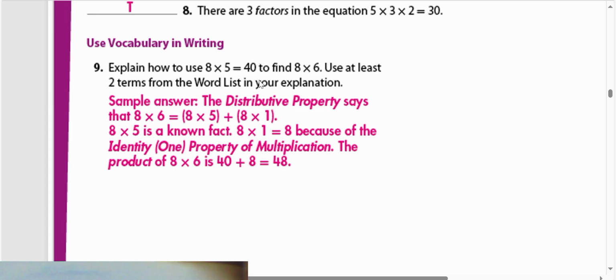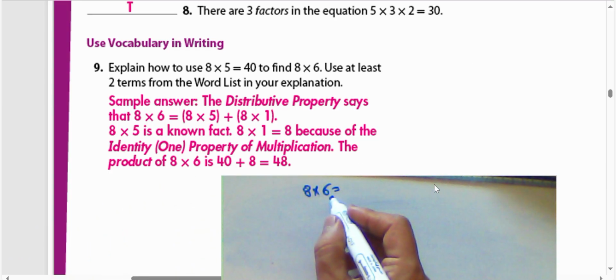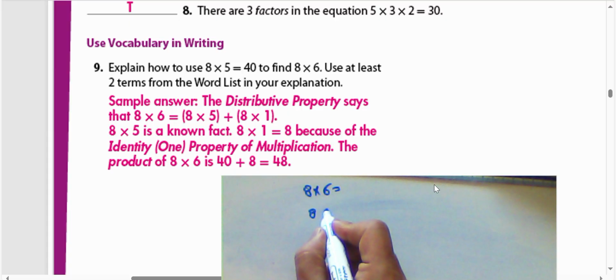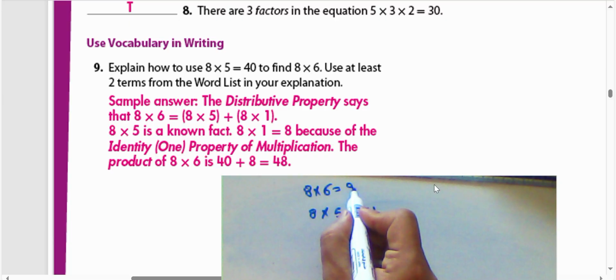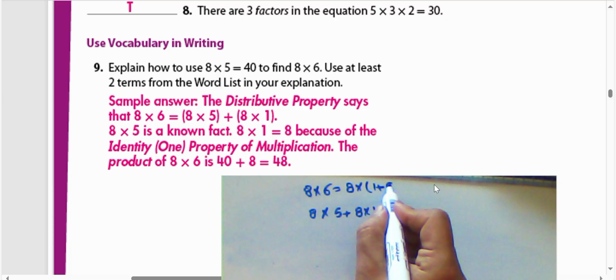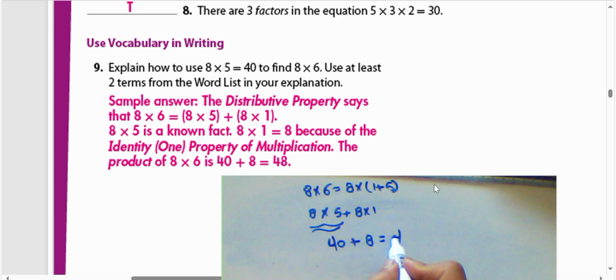8 times 5 equals 40. Find 8 times 6. You can use these properties. He tells us we can use 8 times 5 equals 40. He gives you this information. You can find 8 times 6 equals 8 times 5 plus 8 times 1, because we can write 6 equals 1 plus 5, and then use the distributive property: 8 times 5 plus 8 times 1. He gives us 8 times 5 is 40. 40 plus 8 equals 48. Then the answer here would be 48.